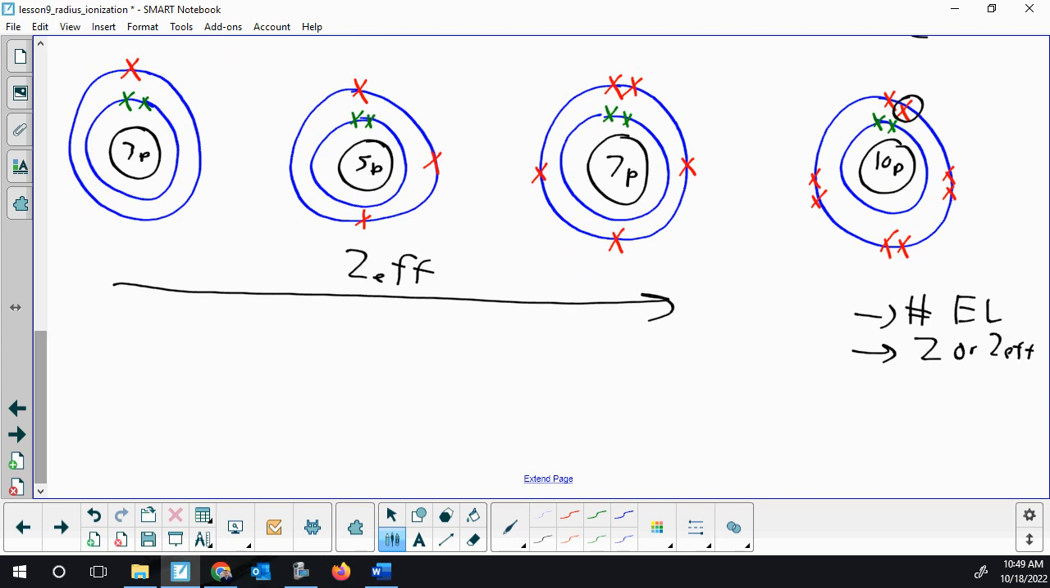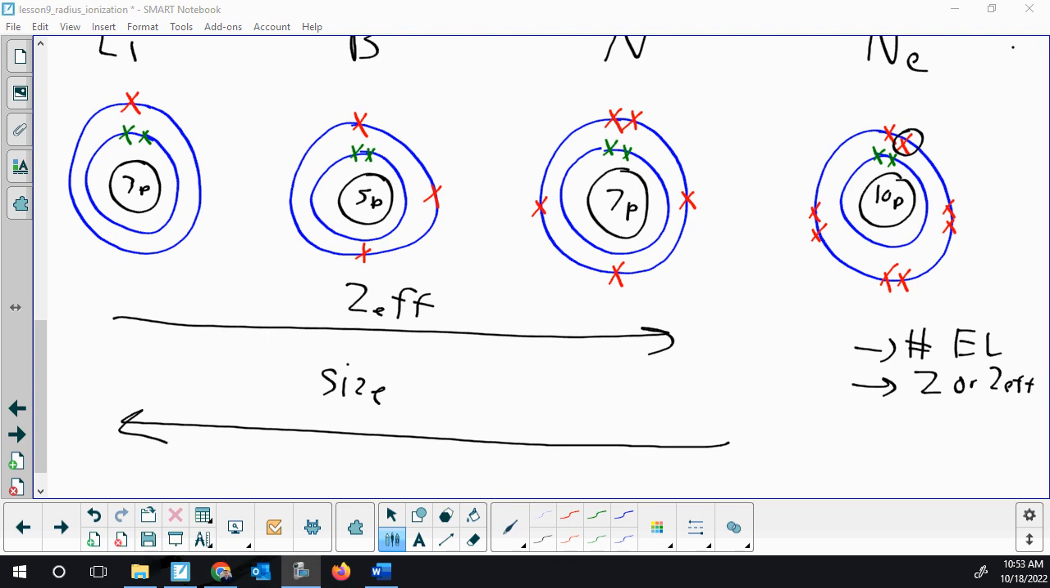So in terms of size, we're going to have bigger lithium, 5 protons pulling in on boron, 7 pulling in on nitrogen, and then we get to neon, it has the greatest pull and the smallest size. So the smallest is actually the neon. The largest is going to be our lithium atom. There's the trends.